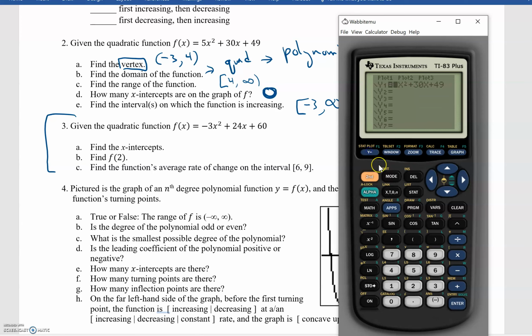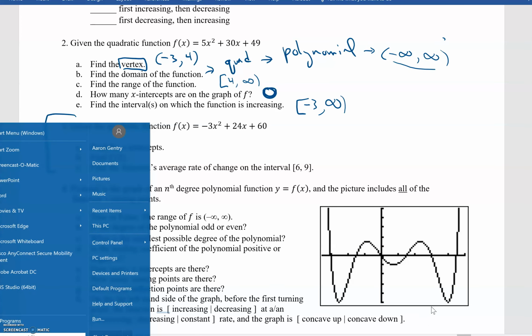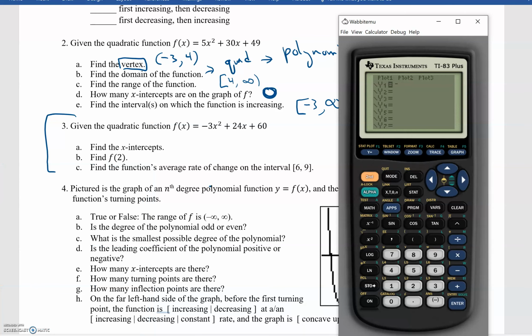So, as usual, the first thing I need to do is enter the function. Minus 3x squared plus 24x plus 60. And I'm going to do zoom standard again and see how bad or good of a picture I get. Not too bad. It's not good enough, but I can at least see it here and here. I can see the two legs.